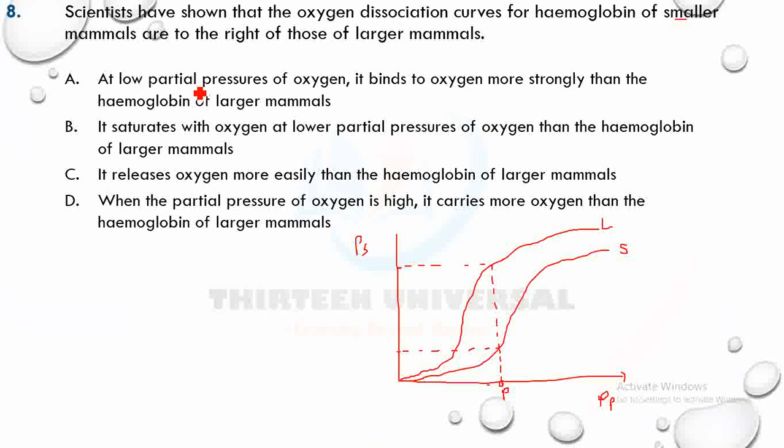At low partial pressures of oxygen, it binds to oxygen more strongly than the hemoglobin of larger mammals. But you know this is wrong, because you can see at low partial pressure, it does not bind more strongly with oxygen, because the percentage saturation is low compared to that of the larger mammals.